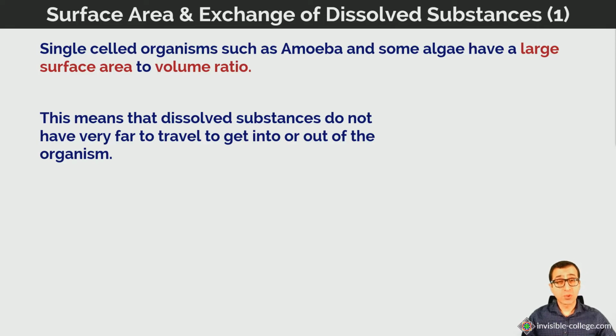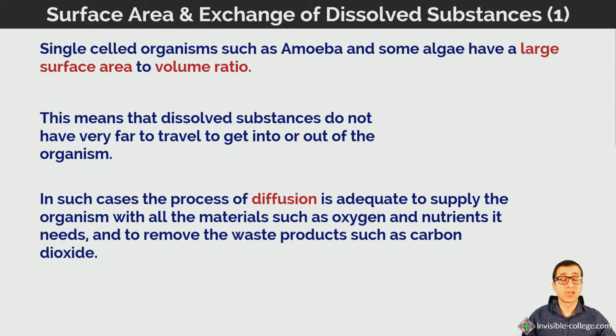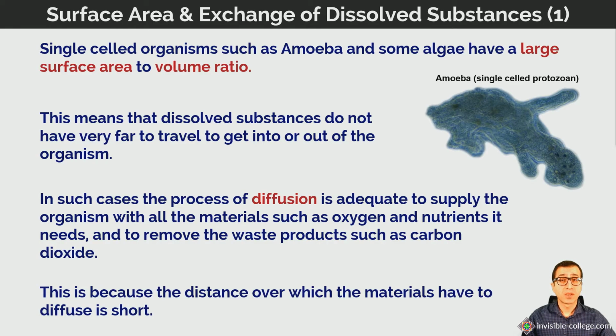So in cases where we're talking about single-celled organisms, the process of diffusion is typically adequate to supply the organism with all of the materials that it needs, such as oxygen and nutrients, and also the removal of waste products such as carbon dioxide. And again, this is because the distance over which the materials have to diffuse is relatively short.